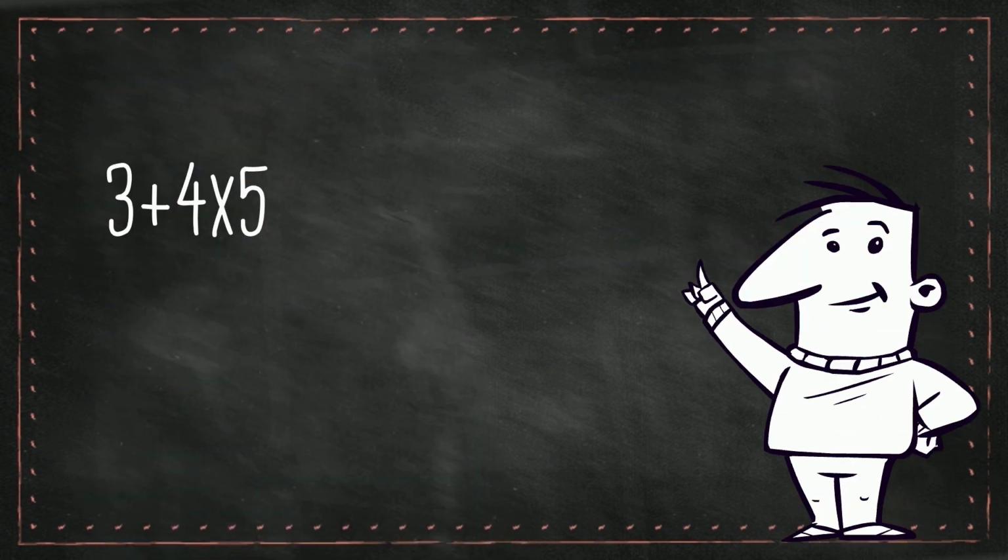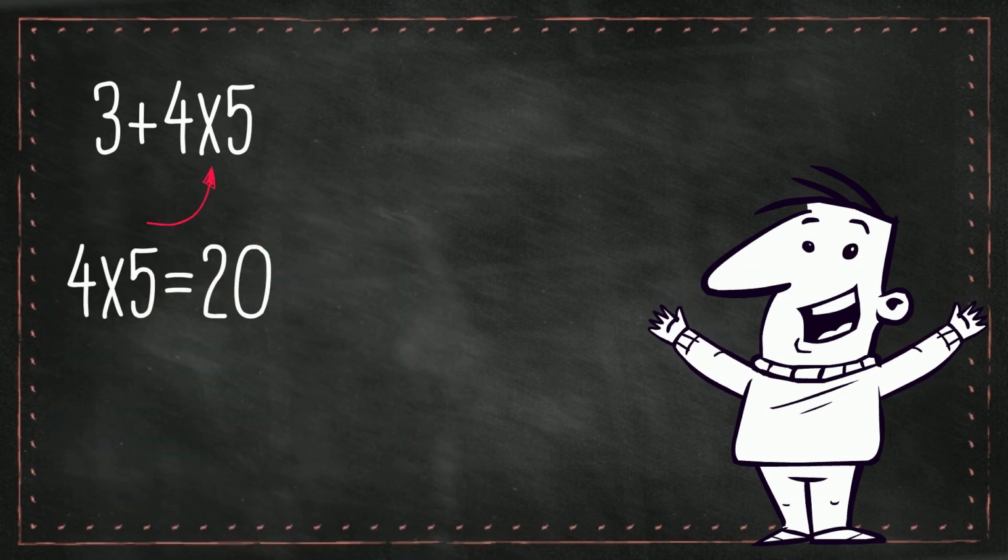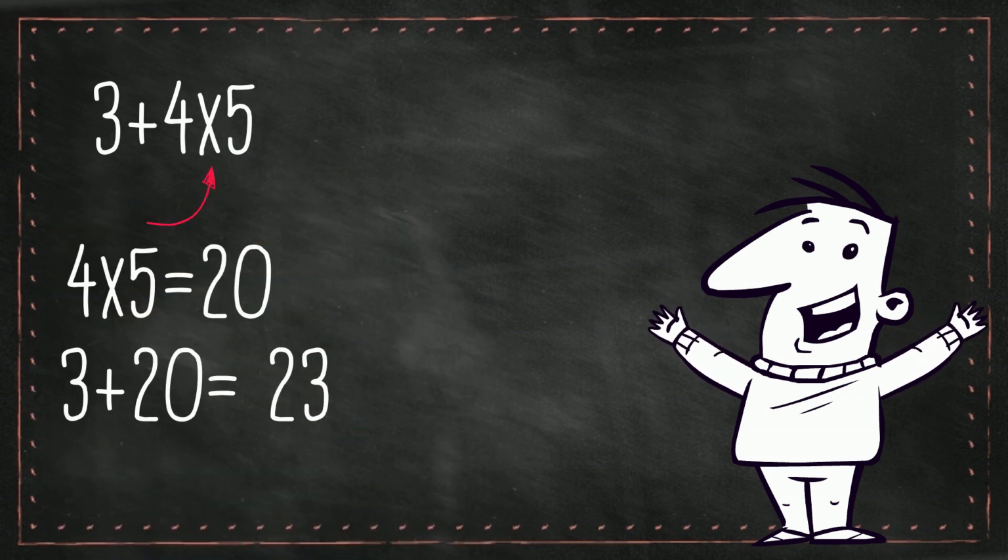Look at this example that we had at the beginning of this video. To solve this problem, we need to follow the rule of the order of operations, which means that multiplication comes before addition. So we will do 4 times 5 equals 20, and then add the 3, which gives us 23, which is actually the correct answer to this problem.